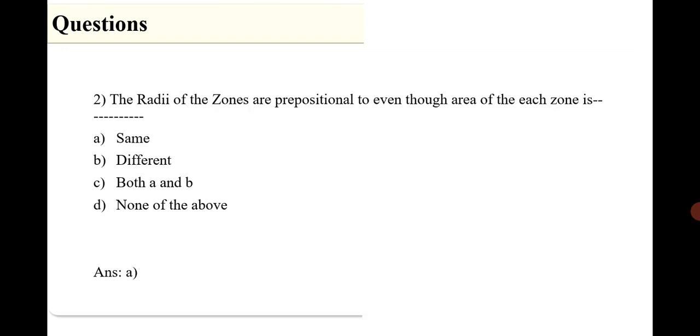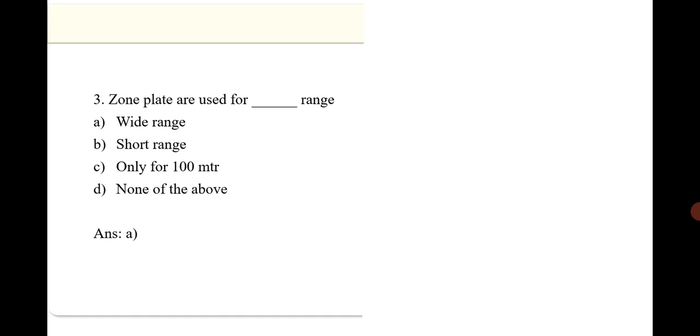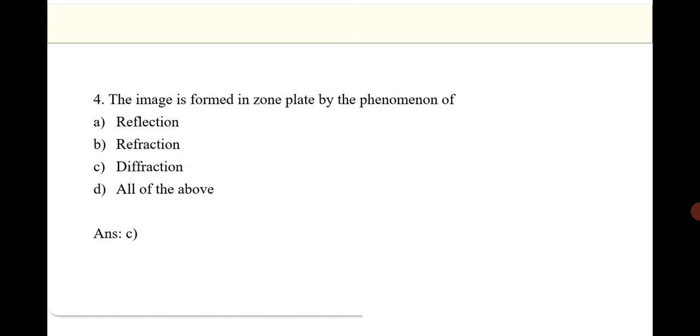Question 2. The radii of zones are proportional to the square root of natural numbers, even though the area of each zone is: option A same, option B different, option C both A and B, option D none of the above. Answer is option A, same. Question 3. Zone plates are used for which range? Option A wide range, option B short range, option C only for 100 meters, option D none of the above. Answer is option A, wide range.